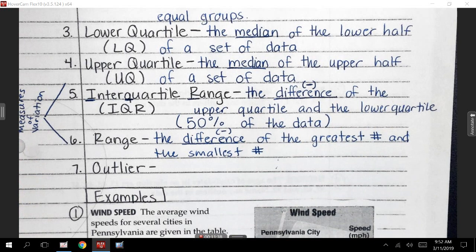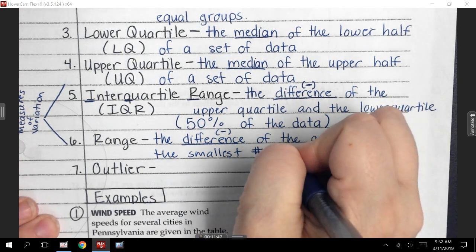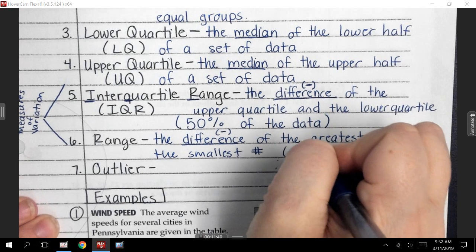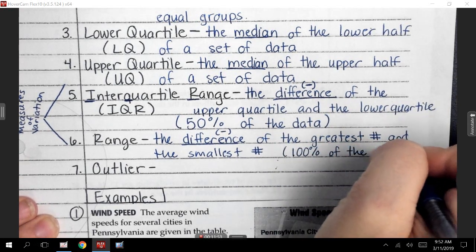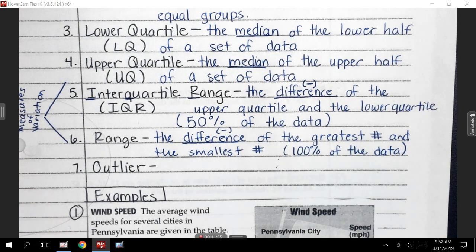All right. Remember, the interquartile range was half of the data. The entire range is the entire data. Are we okay with that? So if we wanted to write down here, this is 100% of the data. Okay?